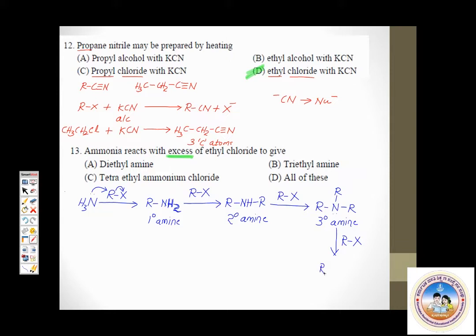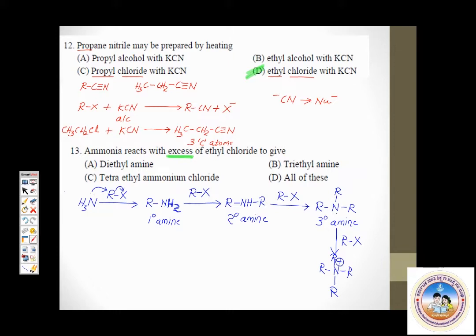There are already 3 R groups. Now you have the 4th R group coming in. But if nitrogen is involved in 4 bonds, then it will acquire a positive charge. This is called quaternary ammonium salt.